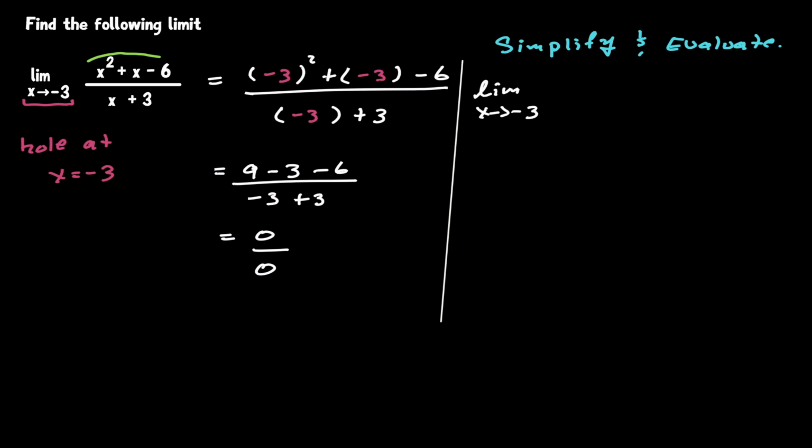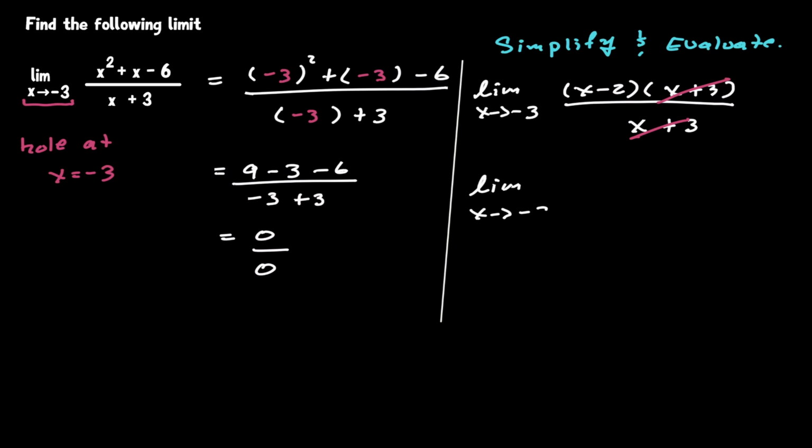Well, the numerator, x squared plus x minus 6, we can factor. We can factor it as (x minus 2) times (x plus 3). And on the denominator, let's keep it as is. Well, now notice that x plus 3 is going to get canceled out. And now we just have the expression x minus 2. Now let's evaluate the simplified expression at the location of -3.